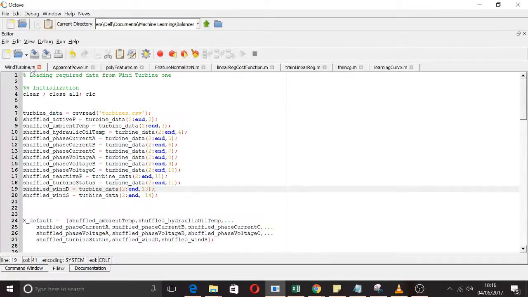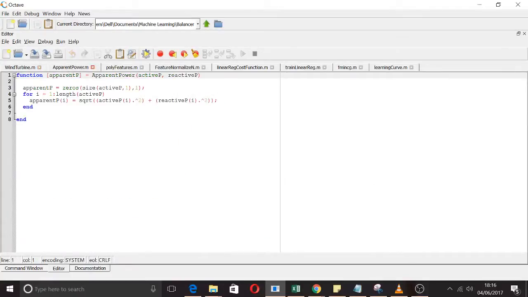Over here we have the main function, which just calls all these other functions to carry out the training of the algorithm, validation, and then testing. Over here we have a function for the apparent power, which is used to calculate the apparent power given the active and reactive power of the wind turbine.